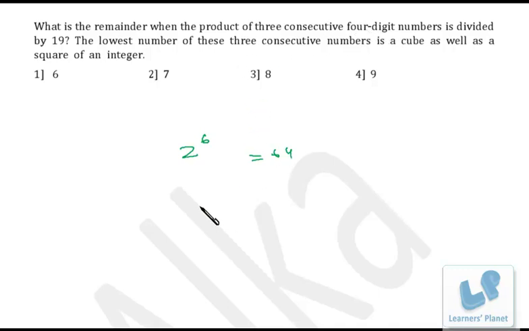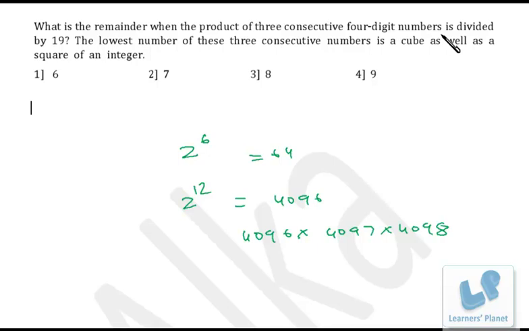So this is a perfect cube as well as a perfect square, but it is not a 4-digit number. So what we have to do? We have to take another number which is 4-digit, but it is cube and square as well. So we can take square of that, so that's 2 raised to 12, right? That is the smallest such number. Now 2 raised to 12 is what? It's 4096, okay? Now this is the smallest of the three consecutive 4-digit numbers. So the numbers must be 4096 into 4097 into 4098.